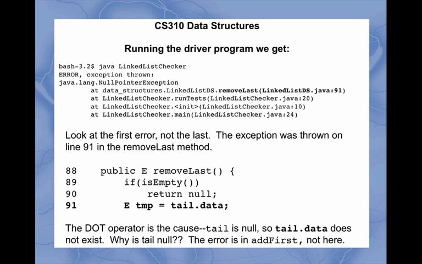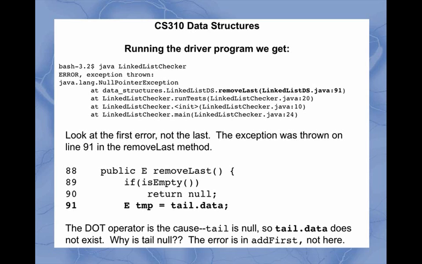We have a null pointer exception. We used the try-catch block, and so we now know that the error occurred on line 91 in our linked list in the remove last method. When you look at these stack traces, look at the first line, not the last line. Very often students will go to the very end of a stack trace, and that's the main method, LinkedListChecker.java line 24, but the error is not there. Because the top of the stack contains the code that was running when the error happened, that's where you need to look. So go to the top of the stack trace, not the bottom.